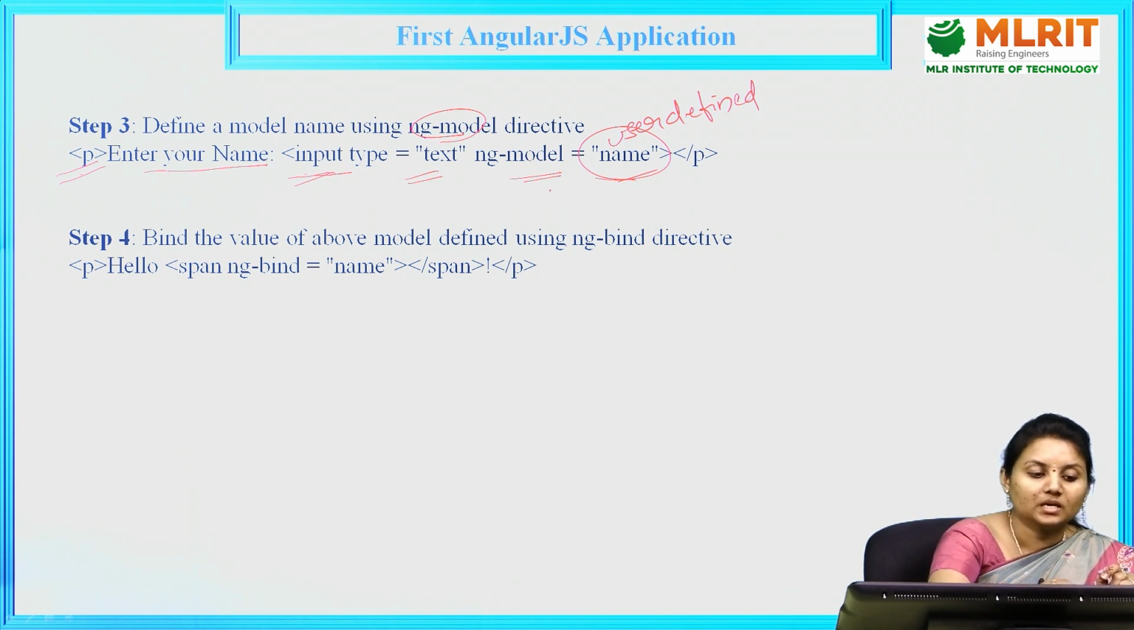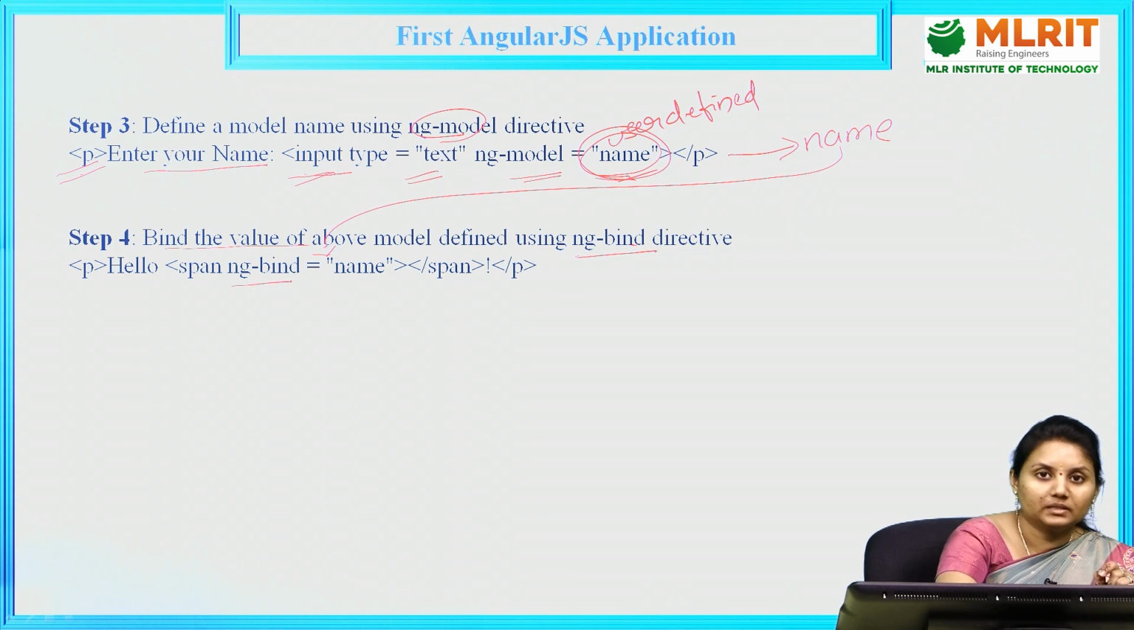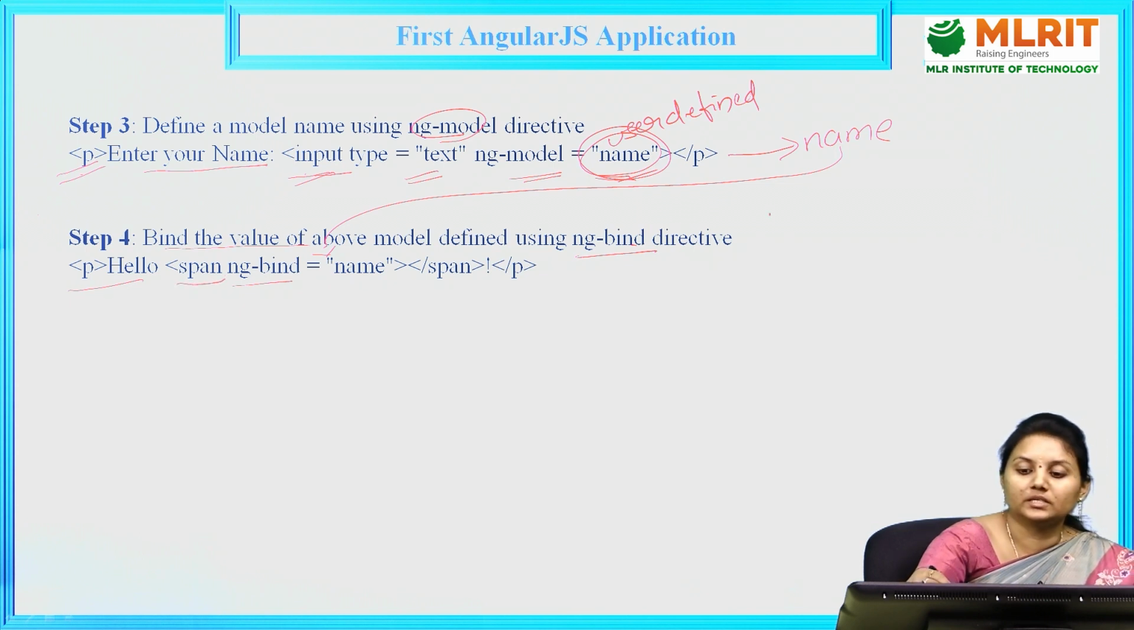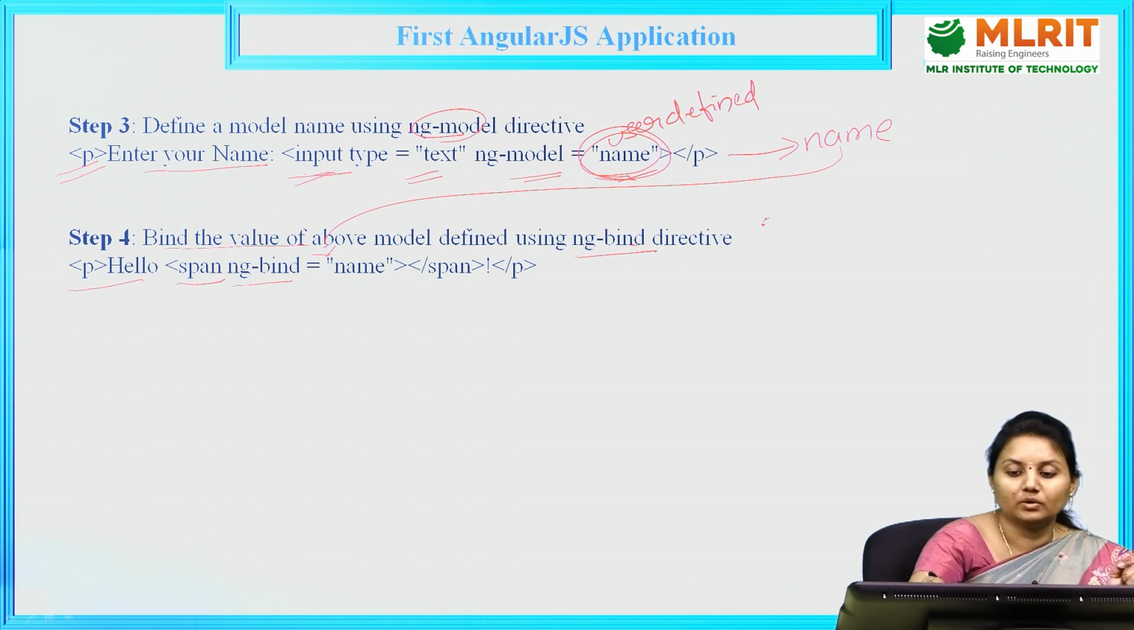Similarly, bind the value of the above model. What is the model? My model name is name. And this name should be bound with the ng-bind directive. So the ng-bind directive. You know div and span in HTML. So here span is taking the name that the user is entering. You will get what? Enter your name.